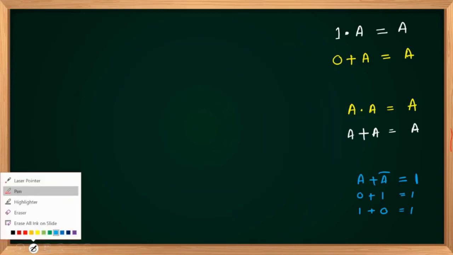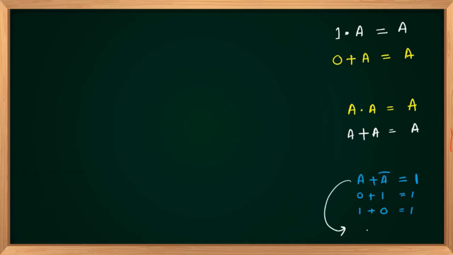What is the dual of that? While taking the dual, a stays a, or becomes the and sign, and a bar has no change, since variables and their complements do not change. On the right-hand side, the dual of 1 is 0. So a bar dot a, or a dot a bar, is 0. Everyone knows these simple postulates in Boolean algebra.